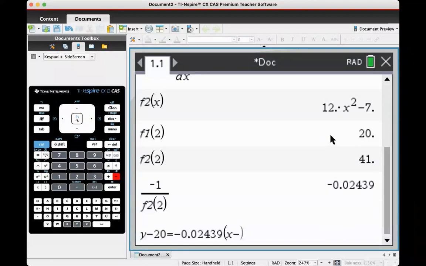x minus, and then what was x? 2. And then I would use my calculator to turn this into mx plus c format, or you could just leave it like this and it would be legitimate too. That's basically it. This bit is the normal gradient at the point 2, 20. Hope that all makes sense.